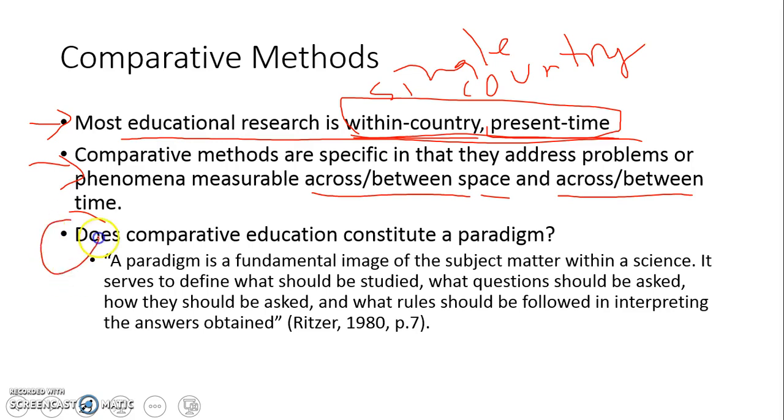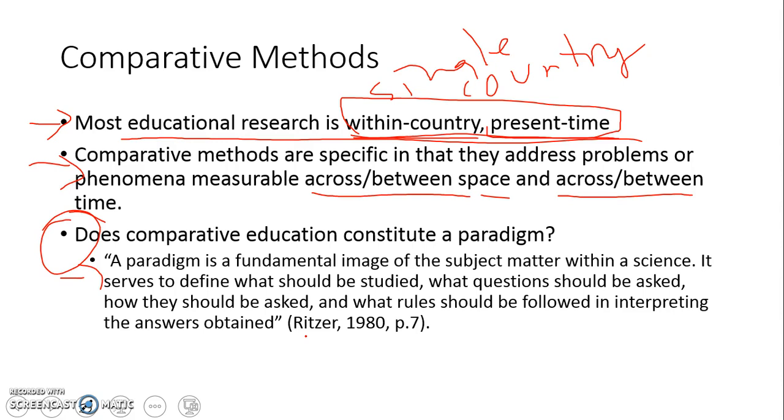But what's also interesting is that comparative education constitutes a paradigm. And a paradigm, as we've defined here, or as Ritzer has defined here, is a fundamental image of the subject matter within a science. It serves to define what should be studied, what questions should be asked, how they should be asked, and what rules should be followed in interpreting the answers obtained.